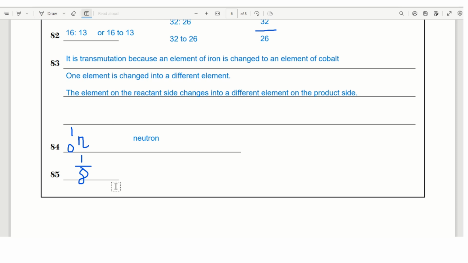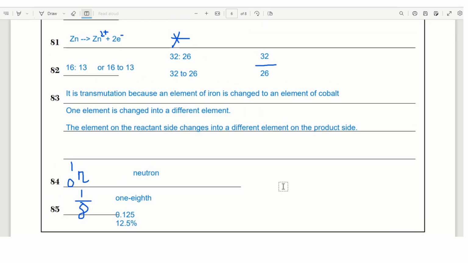All right, now you could have written 1/8. They also accepted 0.125, which is dividing 1 by 8, or changing that into a percent. So those are all acceptable for this exam. And that's it. You made it. This is the most recent exam so far, and it made it all the way through. Good luck on your exam.